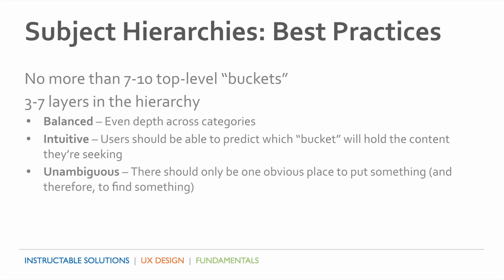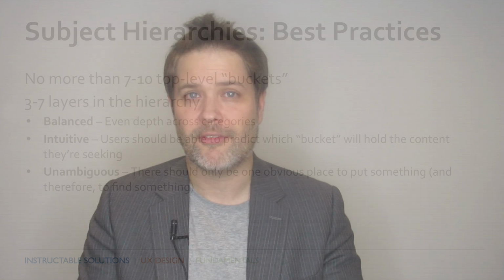Make sure that it's unambiguous. Clarity should be your driving force when you create a user experience, and it's no different in creating a taxonomy and a hierarchy. There should be one and only one obvious place to put something. Now that doesn't mean you're not going to put it somewhere else, but make sure that it's at least in the most obvious place that the majority of users would expect to find it.